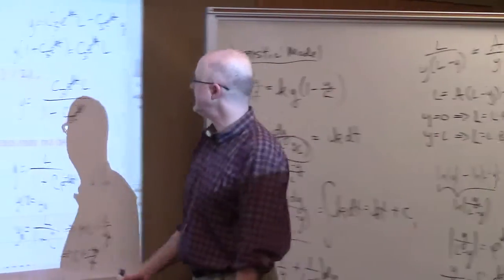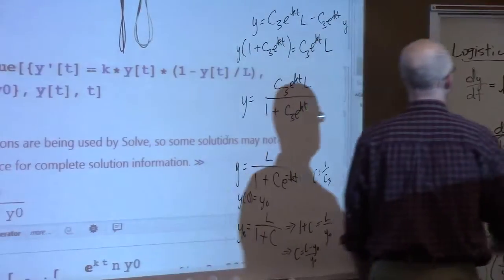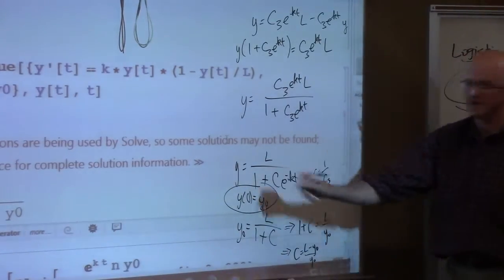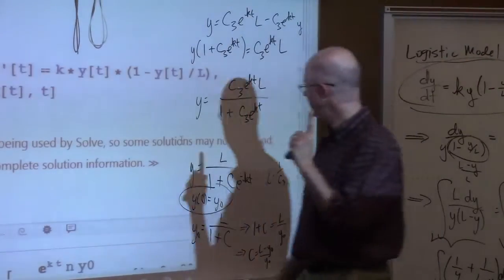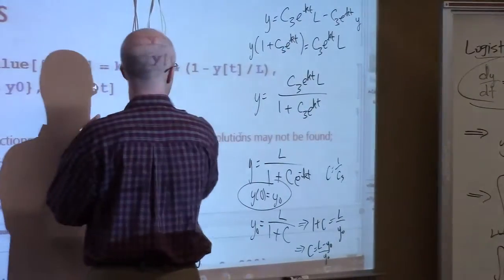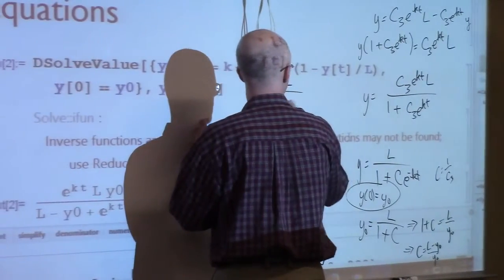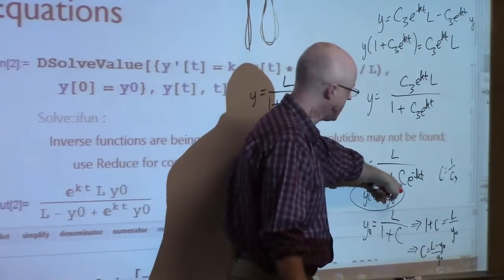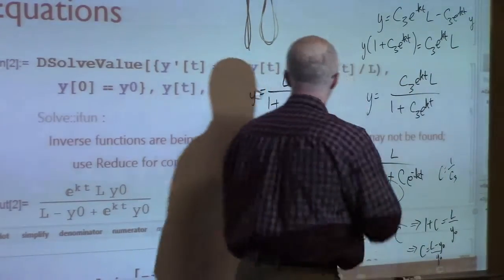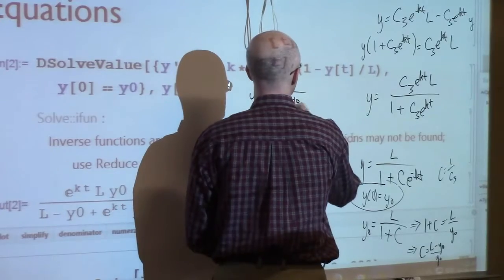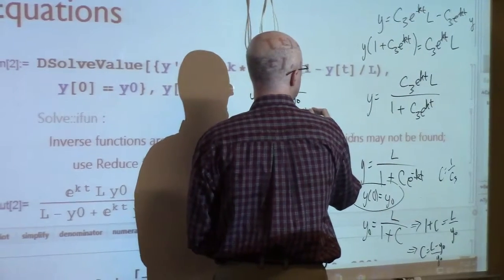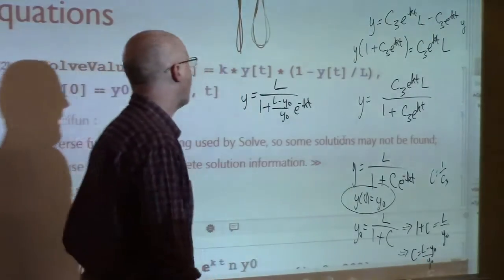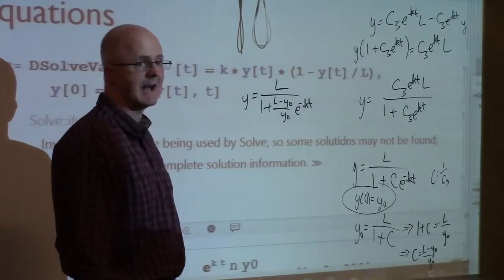That actually allows me to write the unique solution of the initial value problem consisting of the differential equation plus this initial condition, one function, the unique solution like this: y equals L over 1 plus, replace this C here with that, L minus y0 over y0 times e to the negative kt. And that works as long as the y0 is not 0.